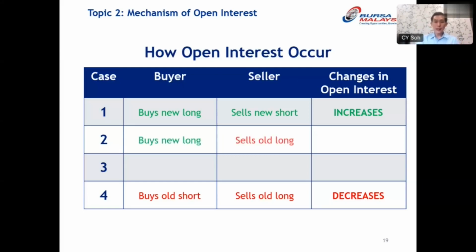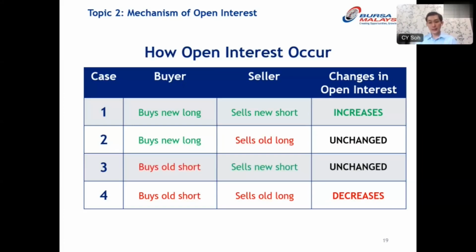Case number 2, a new buyer is entering the market, but the seller is actually closing their old long position. So one person enters and another person exits. So the net effect is no change takes place in the number of contracts. It remains the same. Similarly, in case number 3, the same thing happens, except this time it is the seller who creates a new contract, and the buyer is closing their old contract position. Because one is entering the market and another one exits, again there is no change in the number of contracts.